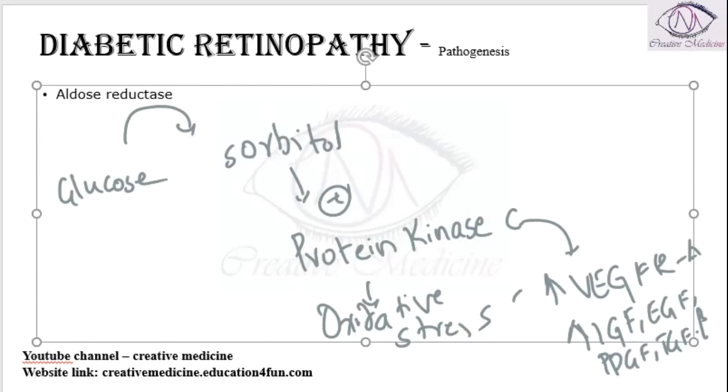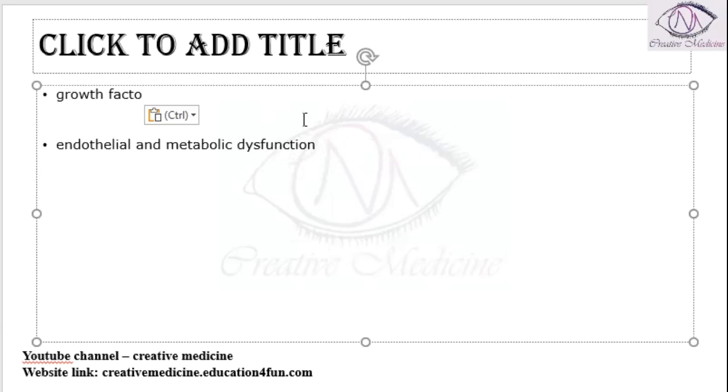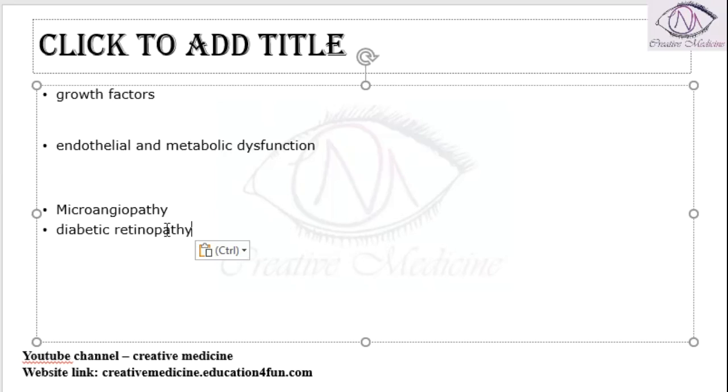So all these growth factors will result in endothelial and metabolic dysfunction. Because of this endothelial and metabolic dysfunction, this will result in microangiopathy, and thus the development of diabetic retinopathy will occur.